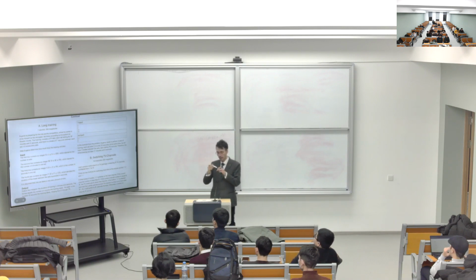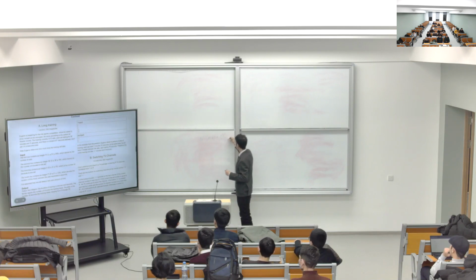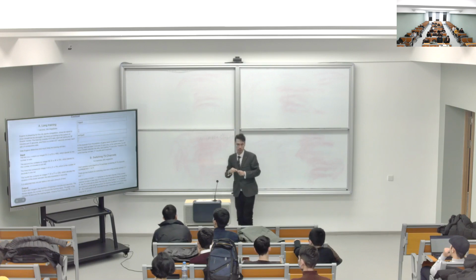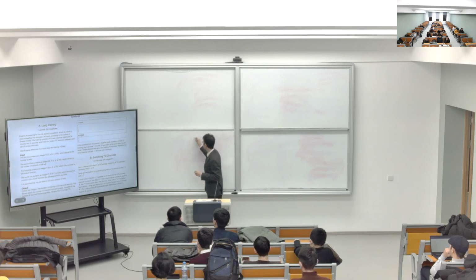So if we have n sets, how many breaks will we have? N minus 1. So it is plus (n minus 1) times p. Now you have the total.